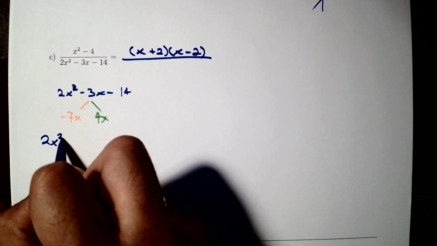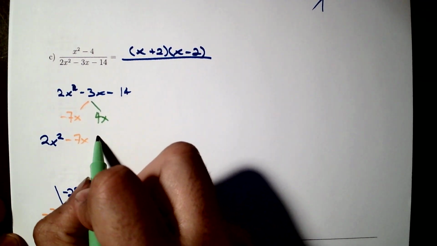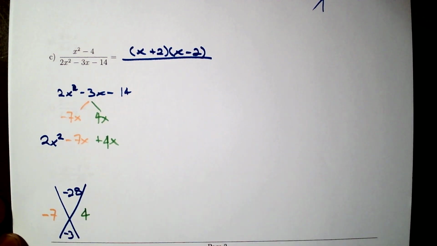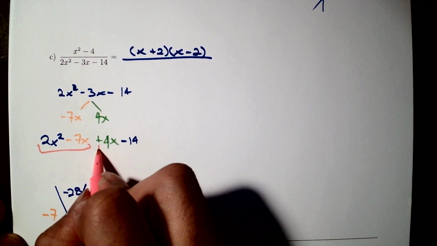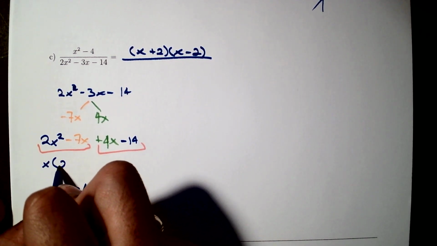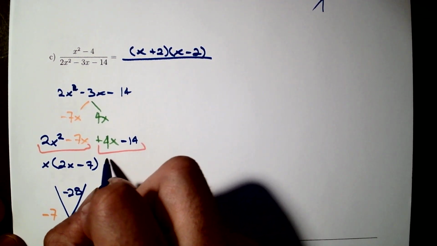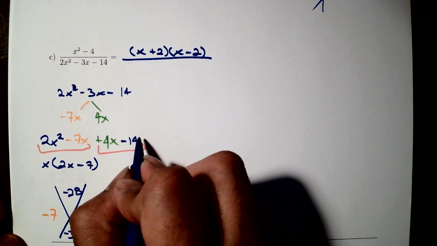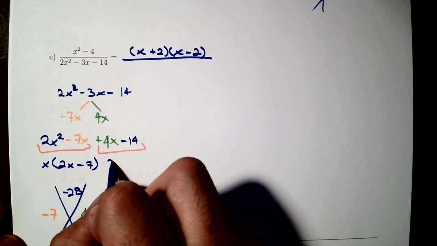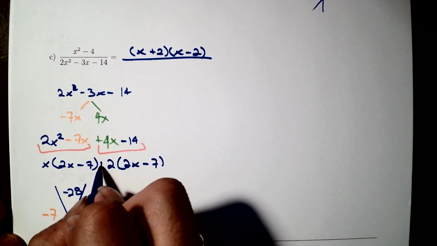So 2x squared minus 7x plus 4x minus 14. And in this case, use grouping to factor this polynomial. So x times 2x minus 7, and factor out between 4 and 14. I'm going to factor only a 2. I cannot factor the 4 because 14 doesn't divide into 4 evenly, so only 2 times 2x minus 7. See how these two are the same?